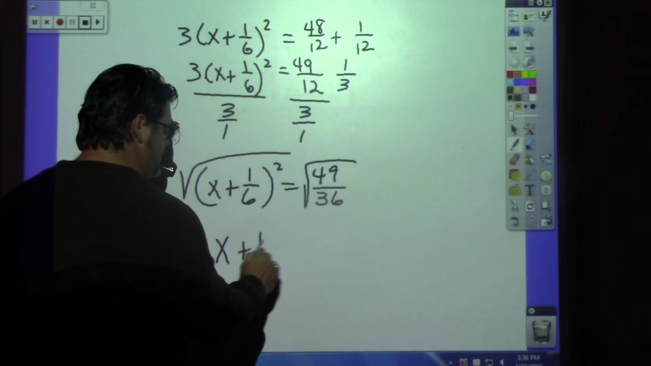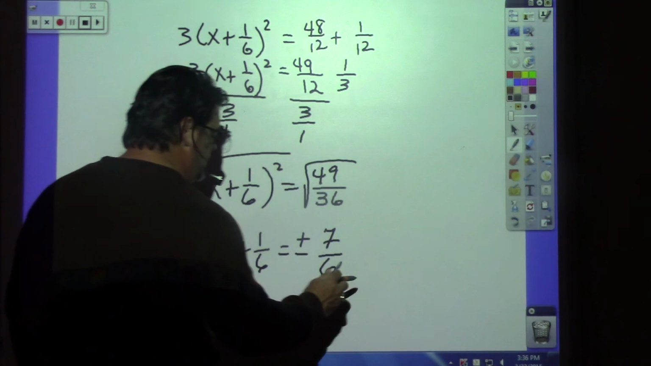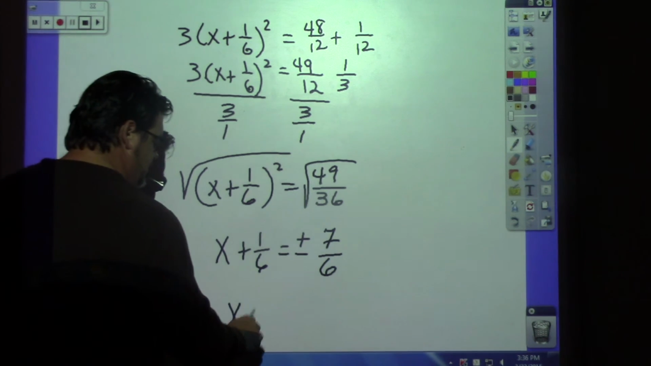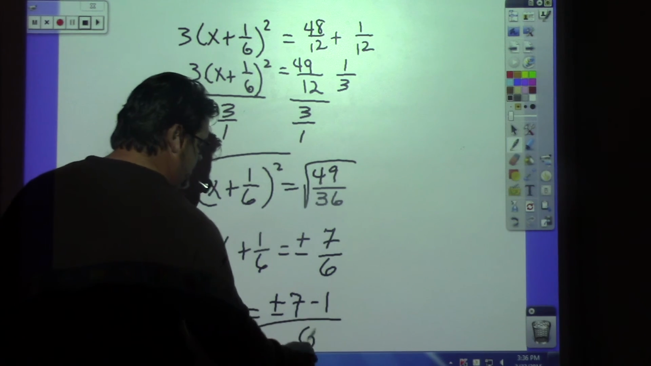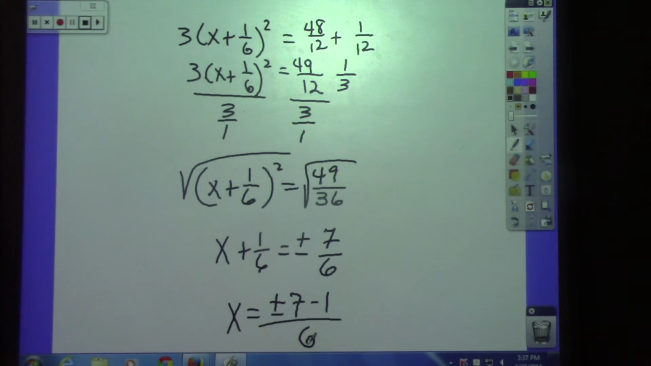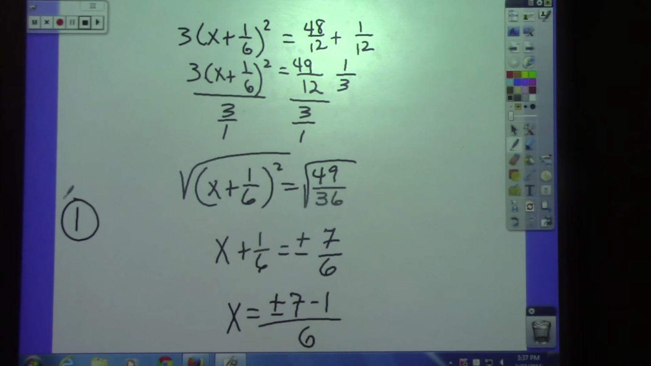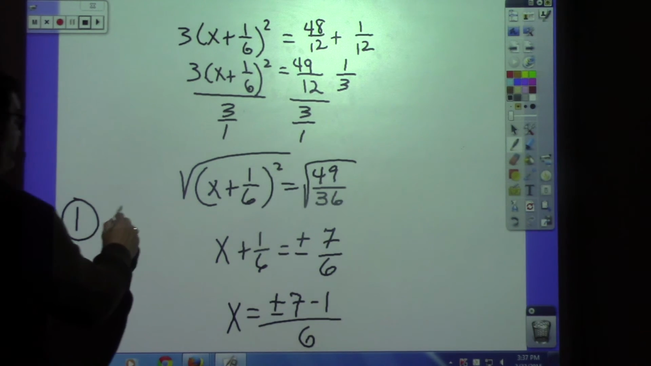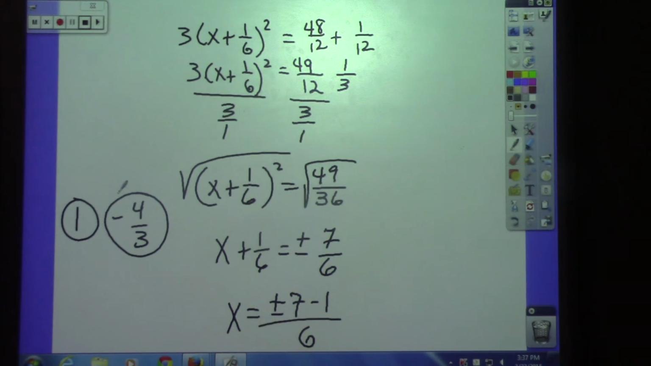x plus 1/6 is equal to positive or negative 7/6. x is equal to positive or negative 7 minus 1 over 6. And what's 7 minus 1? 6 over 6 is 1. Negative 7 minus 1 is negative 8. Negative 8 over 6 is negative what? 4 over 3. So there's your 2 x-intercepts. Now you can draw everything up.